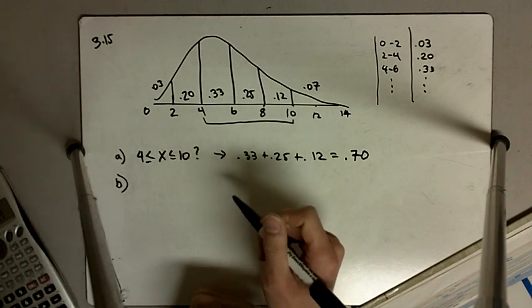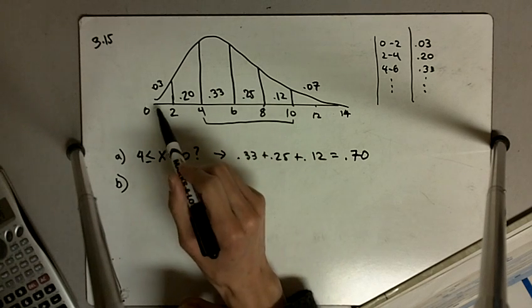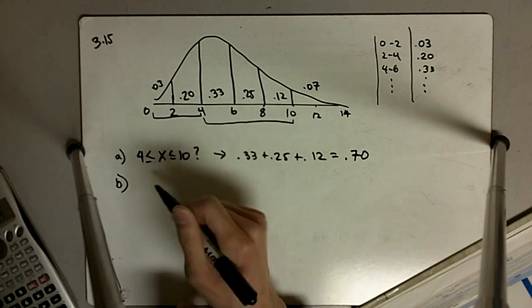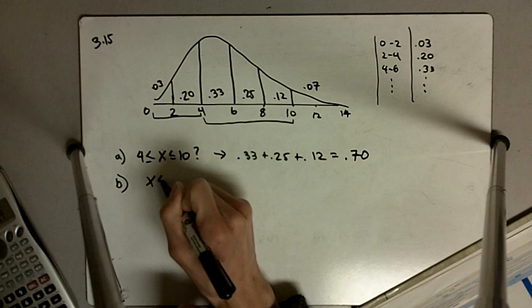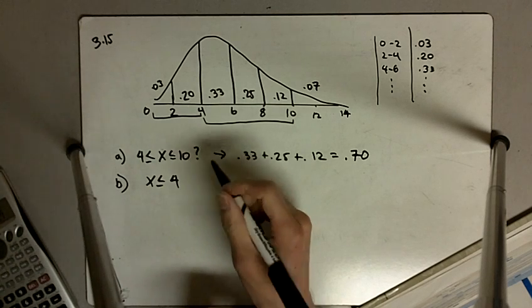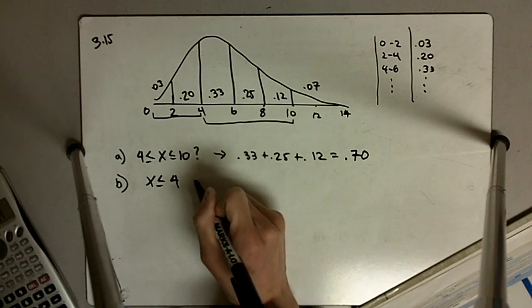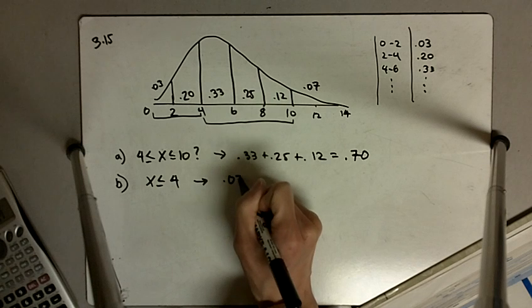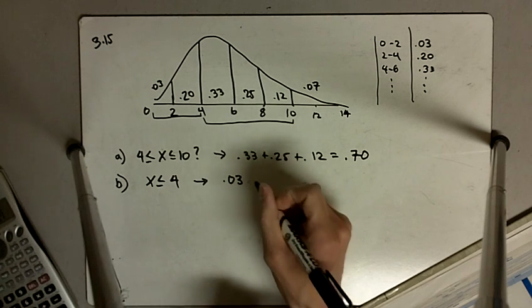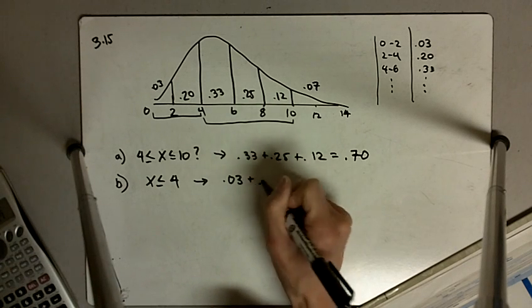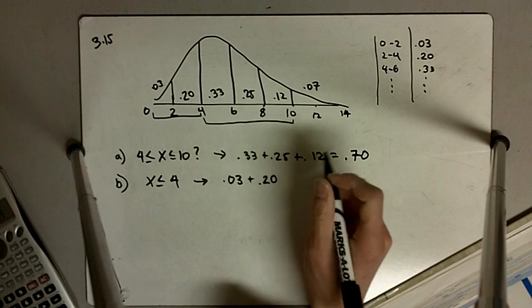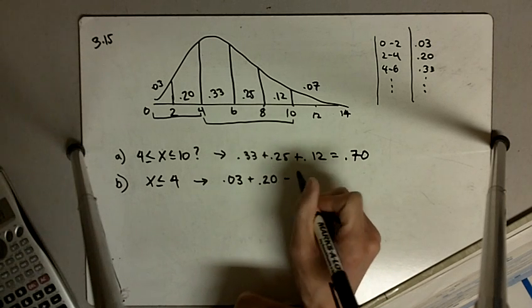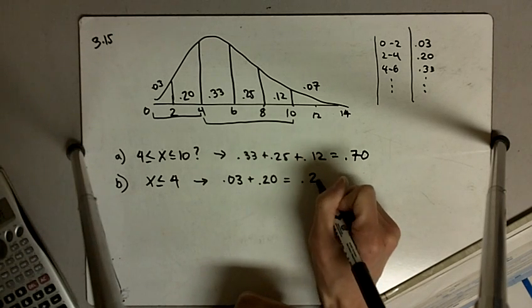B asks, what is less than 4 inches? So that's going to be from here to here. So x is less than or equal to 4 inches. The diameter of the tree being less than 4 inches, so that's going to be those that are 2 inches or less. There's only 3% of trees that fall in that category, and the 20% that are between 2 and 4 inches. So that's going to be 0.23.